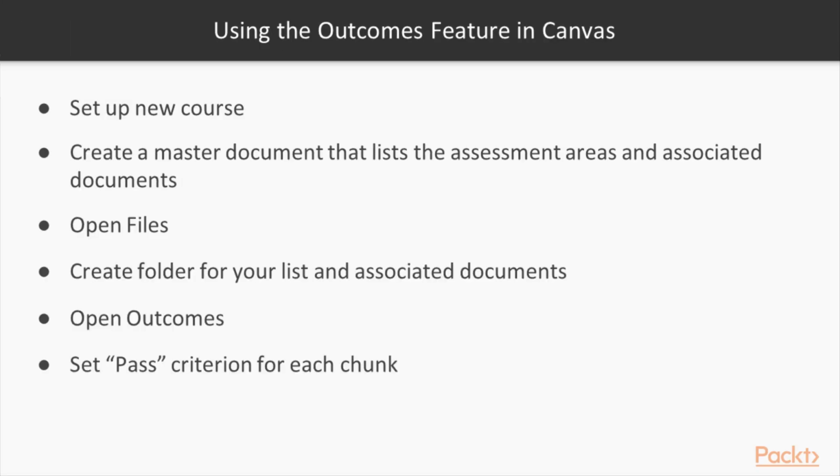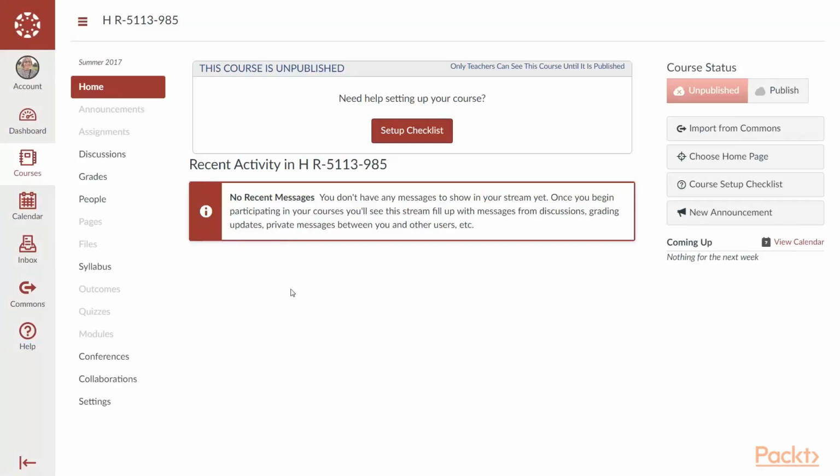So we can start by setting up a new course, and then once we do that, we can start creating a master document that lists the assessment areas and associated documents. So to do that, we'll use Google Drive. So let's just jump right in. Course. So we're already here.